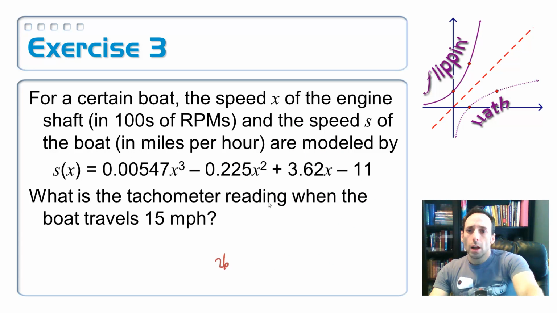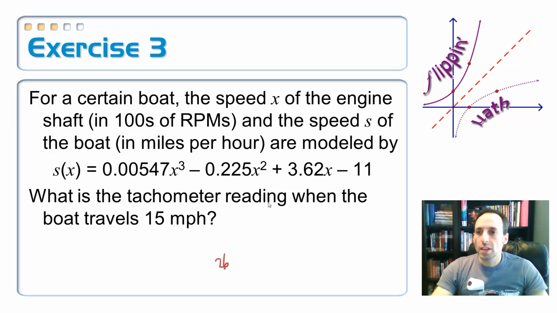Anyway, for a certain boat, the speed x of the engine shaft in hundreds of RPM and the speed s of the boat in miles per hour are modeled by that cubic function. So there's a weird number 26 just floating there. That's strange. Anyway, in real-world applications, the coefficients of all your variables are very rarely integers. So that's why we've got those somewhat scary-looking numbers there. But don't worry, we're approximating these things in the calculator. So the question is, what is the tachometer reading when the boat travels 15 miles per hour?